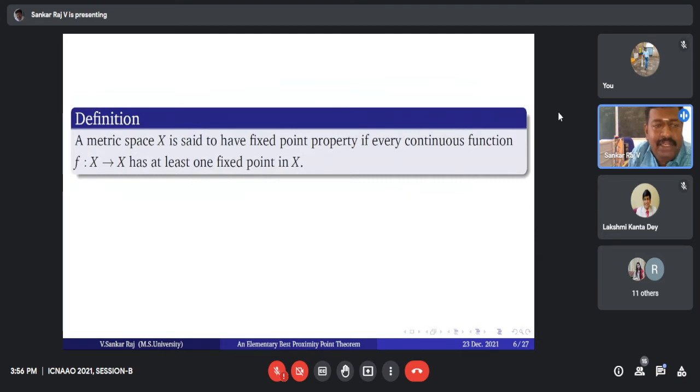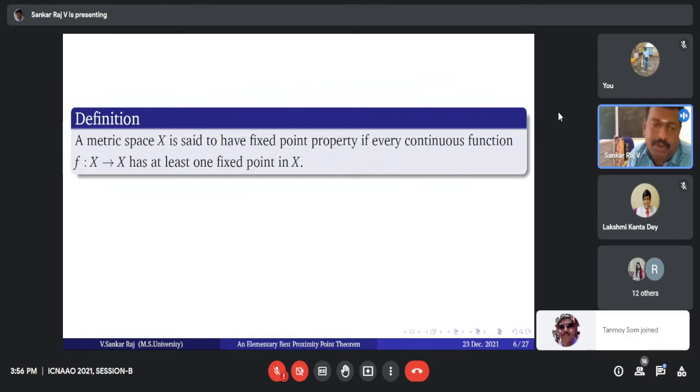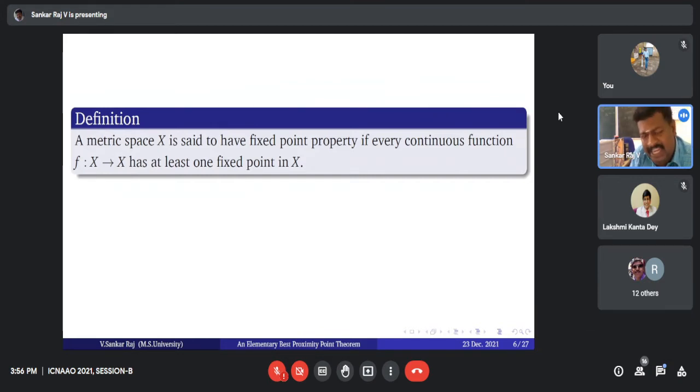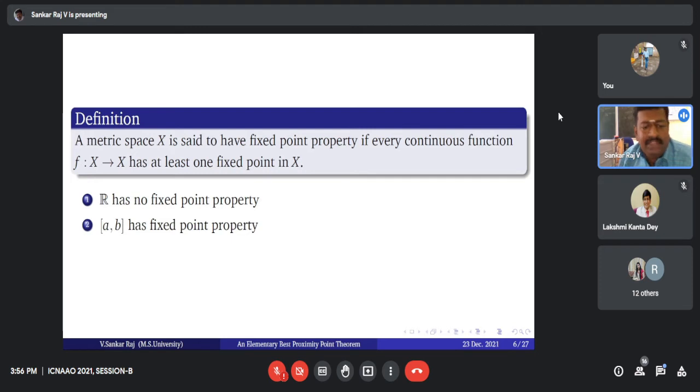I'll give a small definition: a metric space X is said to have the fixed point property if any continuous function f from X to X has at least one fixed point. That is, whatever the continuous function, it will always have a fixed point. Simple examples: R has no fixed point property. Why? Because we have a translation map, x goes to x plus one. It is a continuous function which does not have any fixed point. And the closed interval [a, b] has the fixed point property.